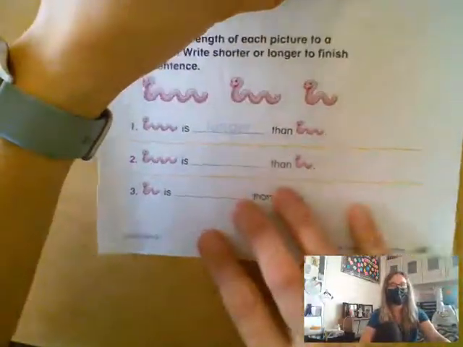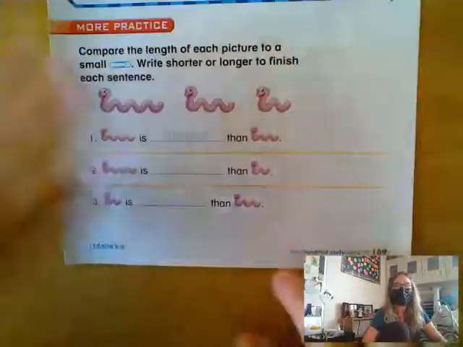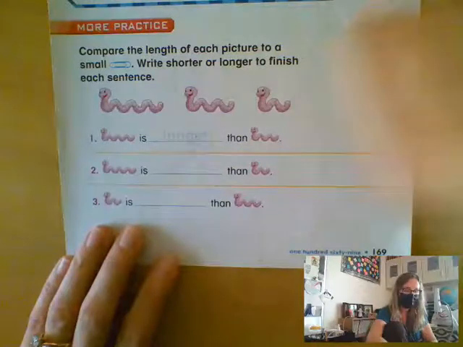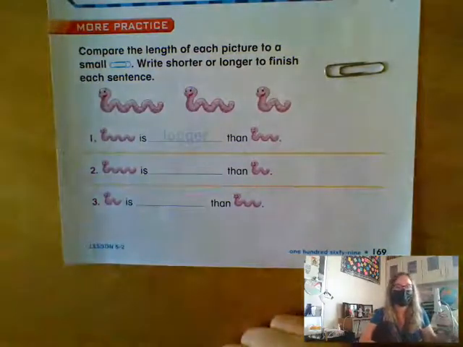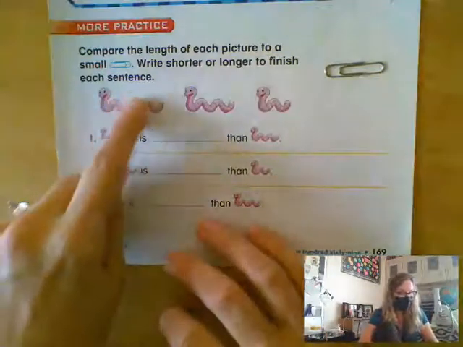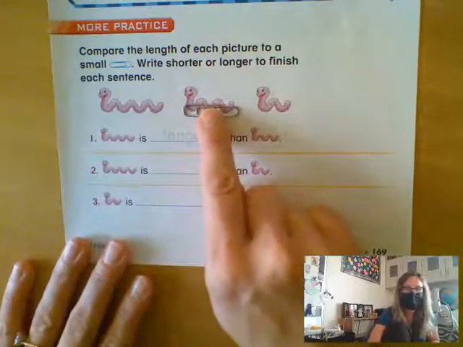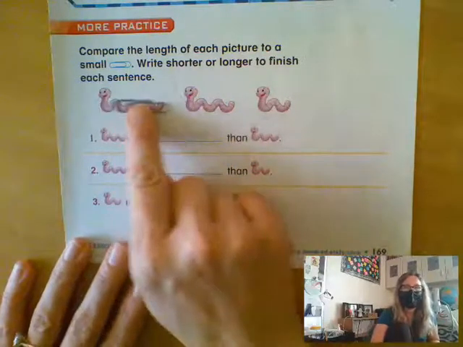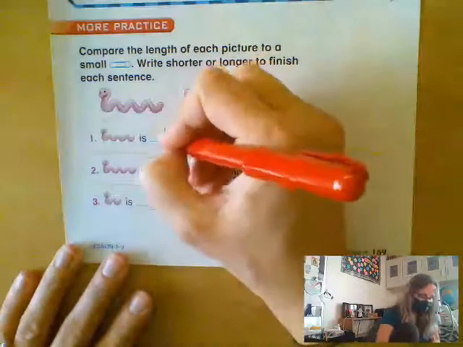All right, let's go to page 169 now. At the top, they're just comparing the frogs and tadpoles again. So let's go down to the practice area, okay? It says here, compare the length of each to a small paper clip. So here's the small paper clip. Write shorter or longer to finish each sentence, okay? So this wiggly, wiggly, wiggly worm, is he longer or shorter than this guy? Johnny? He's longer. So go ahead and trace the word longer.